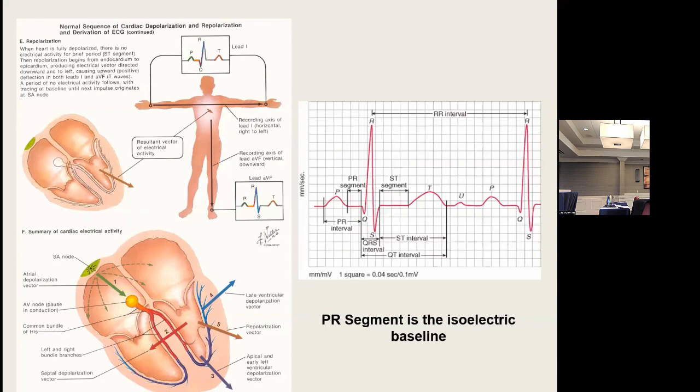The greater the drop, the greater the elevation, the more specific the finding, right? The more leads that are affected, the higher the elevations, the more likely the injury. The more leads that are affected, the deeper the drop, the more likely ischemia.